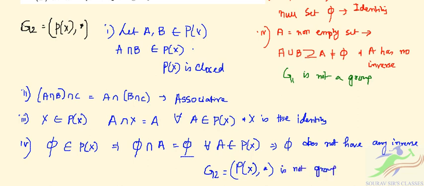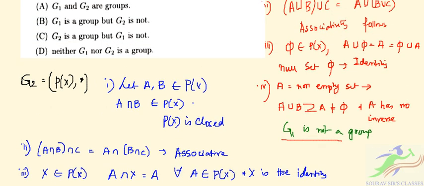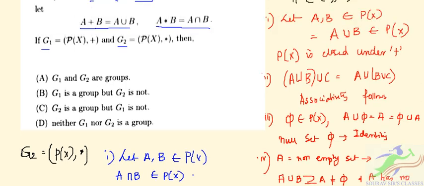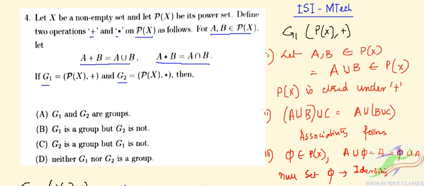So we have checked the properties of the group, and we find that G1 is not a group, and G2 is also not a group. If we check with the options, then the correct option for question number 4 is option D: neither G1 nor G2 is a group.